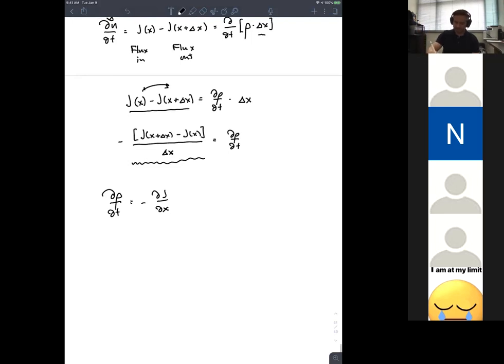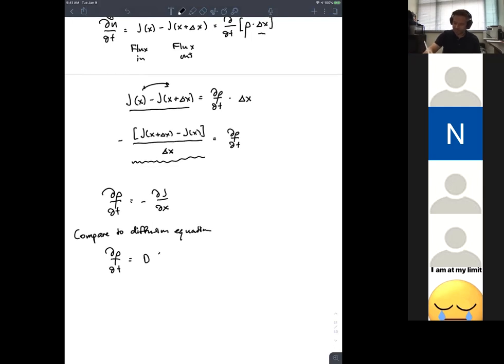All right, so now let's compare this to our diffusion equation. The diffusion equation looks like this. Whoops, no minus sign. D d squared rho dx squared, like so. Well, these look awfully similar, yes? So what this tells me is that I can simply rewrite the diffusion equation like so, making the assumption that the diffusion constant is in fact a constant.